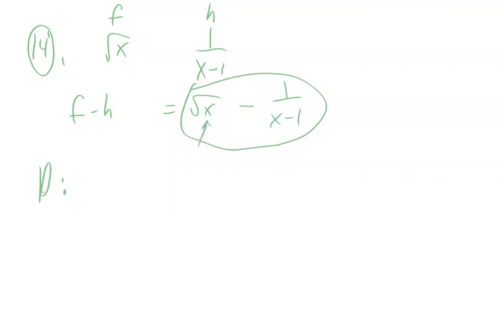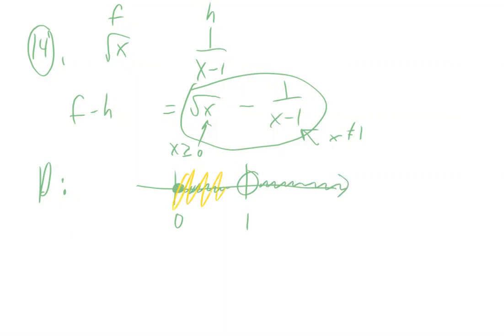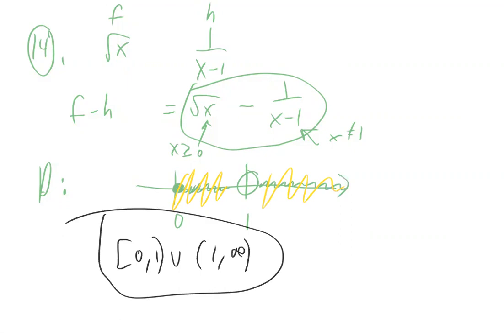And the domain of it: that x value cannot be less than 0, so it has to be at least 0 or bigger. And then this x value right here cannot equal 1. So 1 is not allowed, and it also has to be bigger than or equal to 0. So if it can be bigger than or equal to 0, but it cannot be equal to 1, then you're left with this little region and this little region. So the domain is from 0 to 1, union, 1 to infinity. Perfect. Now let's try 15.